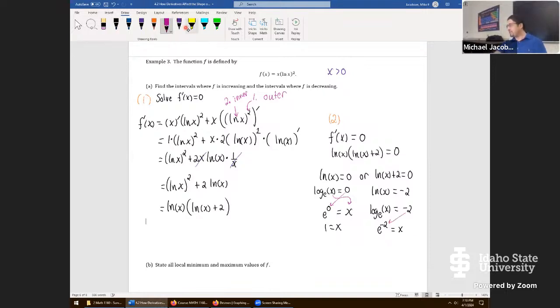And if you like arrows, here's the arrows on this one. Inputs and outputs always change if you go from a logarithm to an exponential function or vice versa. The only reason that works is these are a pair of inverse functions. So just to summarize, here's what we found. The critical numbers are 1 and e to the power of -2.